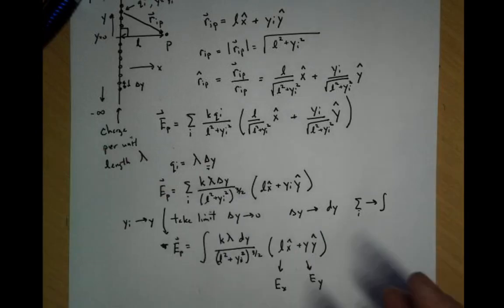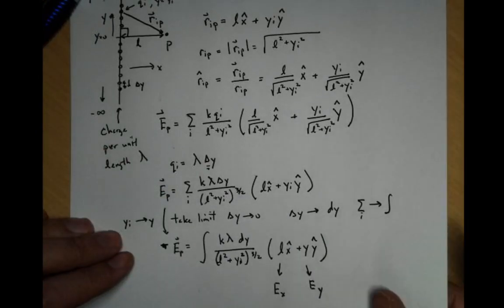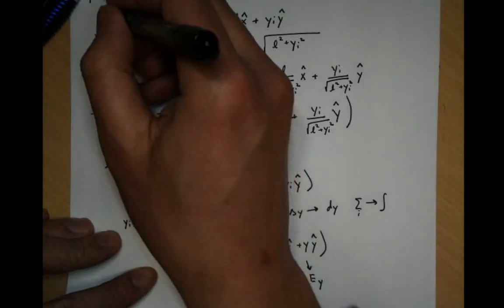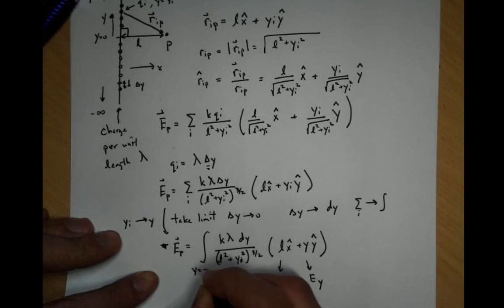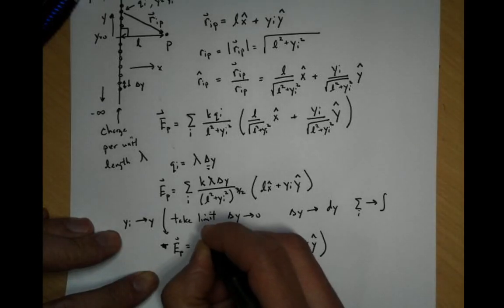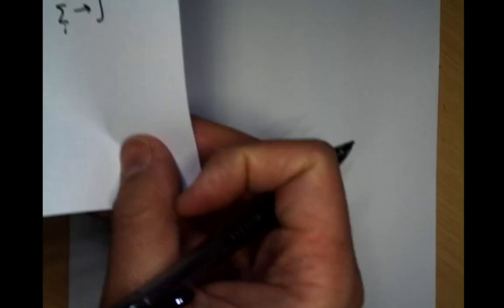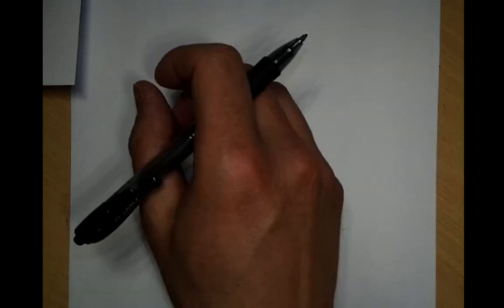All right, beautiful. Okay, so let's go ahead and do this correctly. Let's get the right limits now. I'm going to integrate along y, so I'm going to start at y equals minus infinity and go up to y equals infinity. All right, with that in mind, we're going to go ahead and do this integral. Let's just write that integral down once again. This integral looks like this.